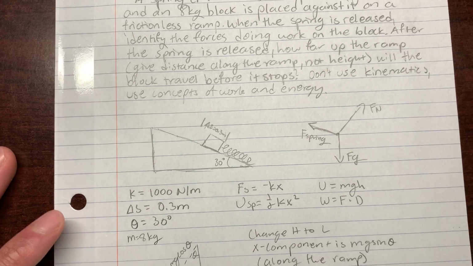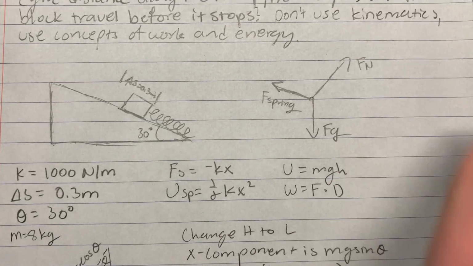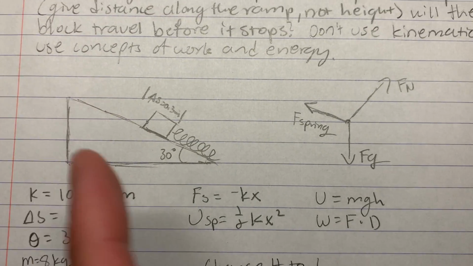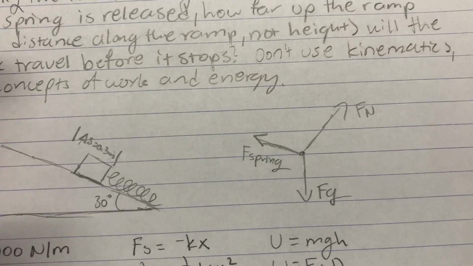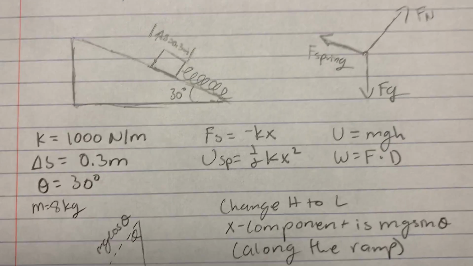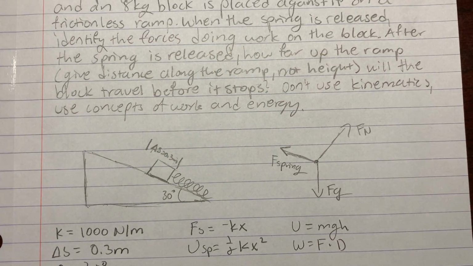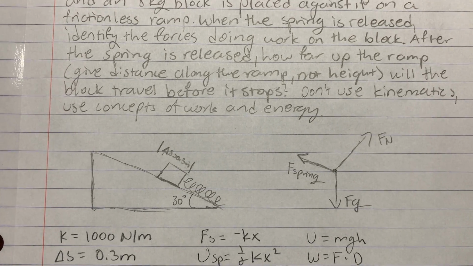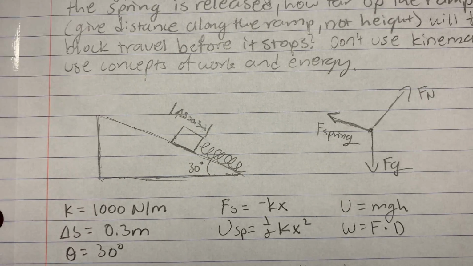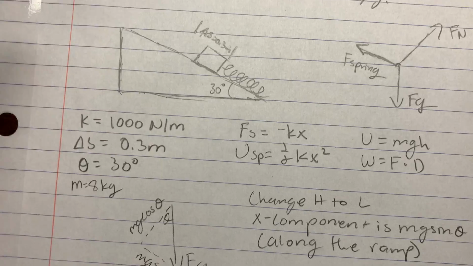Okay, so what they want is to identify the forces acting on the block. So there will be the force of gravity downwards, the force of the spring going upwards or along the track, and then the force normal perpendicular to the track. Those are the forces after the spring is released, and then it wants us to find how far the block goes up the ramp after the spring is released. Not the height, but the distance along the ramp.